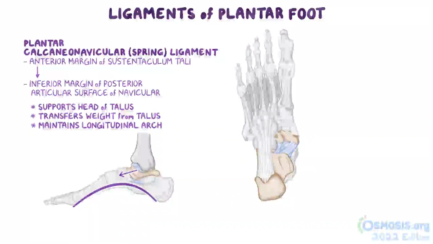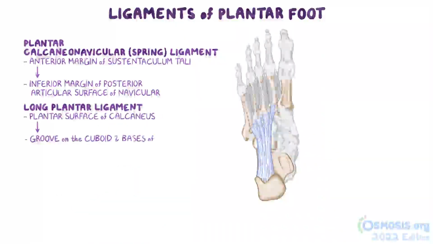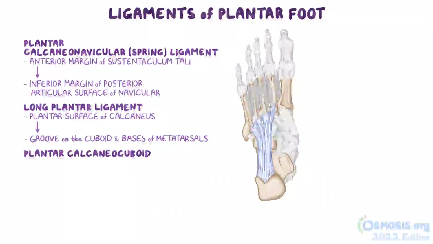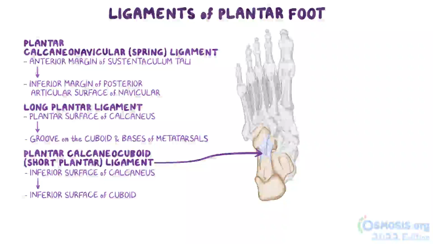This ligament supports the head of the talus, transfers weight from the talus, and also aids in maintaining the longitudinal arch of the foot. Then there's the long plantar ligament, which passes from the plantar surface of the calcaneus to the groove of the cuboid, with some of its fibers extending to the bases of the metatarsals. The long plantar ligament is also important in maintaining the longitudinal arch of the foot. And finally, the plantar calcaneo-cuboid ligament, or the short plantar ligament, which extends from the anterior aspect of the inferior surface of the calcaneus to the inferior surface of the cuboid. And, as expected, it's also involved in maintaining the longitudinal arch of the foot.